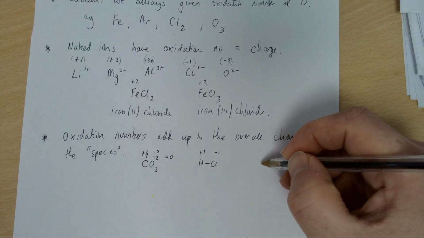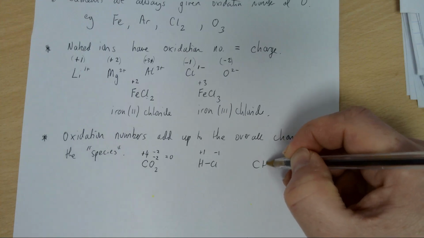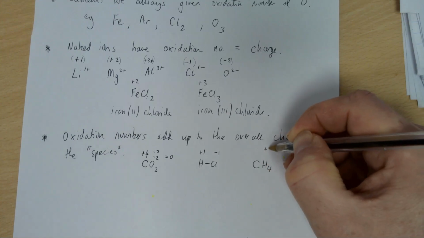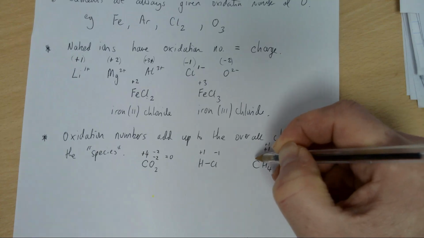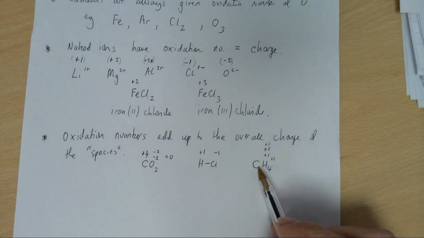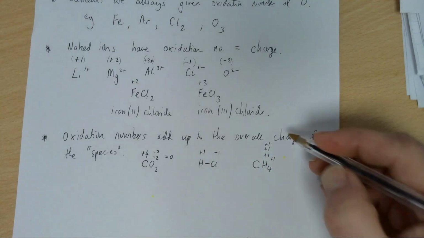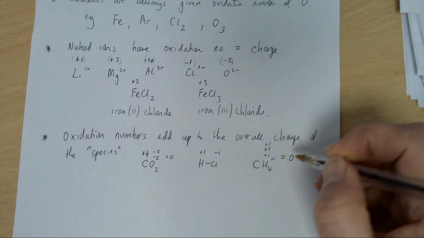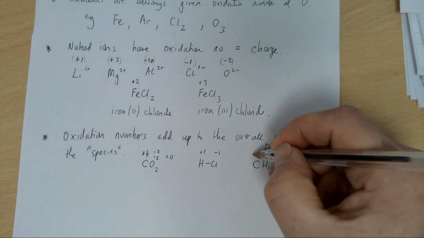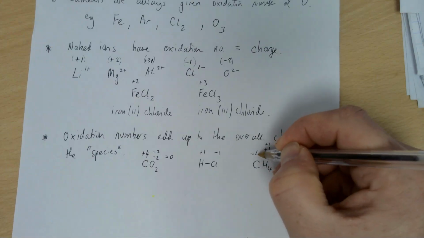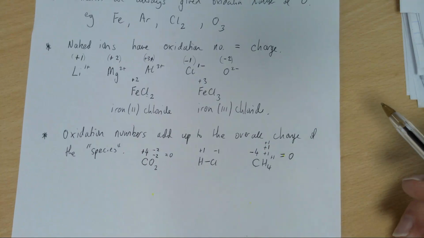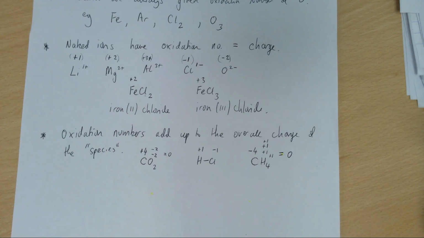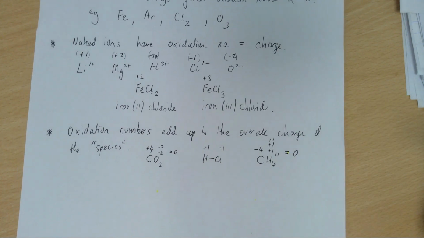Or it could be something like methane, where each hydrogen, we'll learn soon enough, is +1, and we'll learn why. So we can work out what the oxidation number of the carbon must be. In this case, to add up to 0, you've got to have a -4 oxidation number for carbon. So some elements can change oxidation number depending on the molecule they're in, and that will be explained to you, I hope, reasonably satisfactorily.